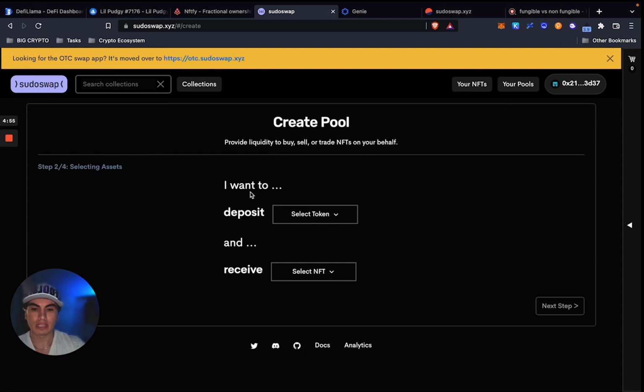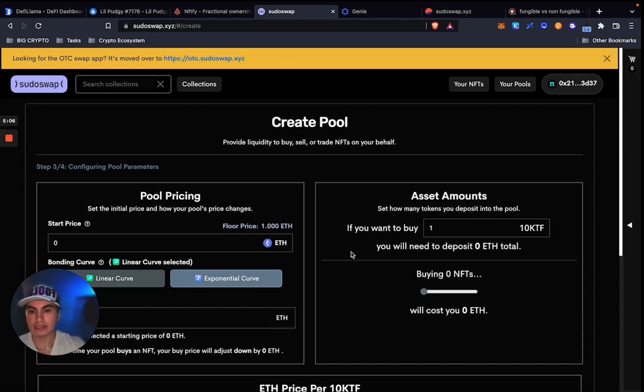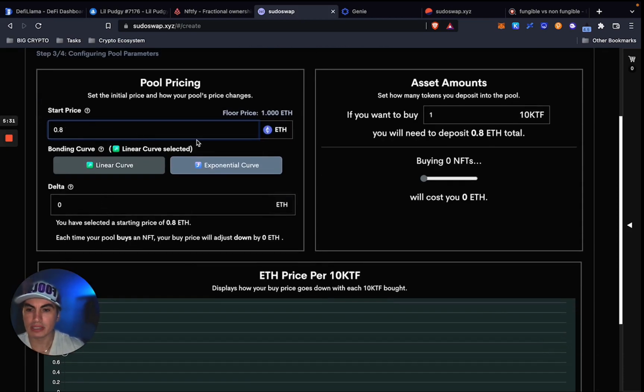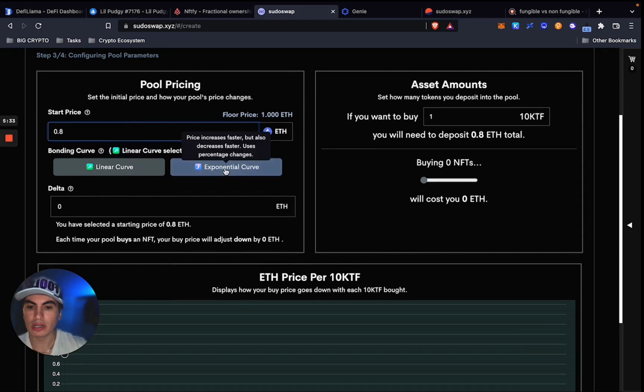Now, if we go to just creating a pool, which is buying, you select what you want to buy, right? So you want to buy with Ethereum, because right now only Ethereum is supported, and then we're just going to use an NFT sample, 10K TF. Then in the next step, how you create a pool depends on several factors. Number one, it's the pool pricing. Okay, this means that you determine at what price you want to buy that NFT. So let's say that NFT is trading for 1 ETH and you want to start at 0.8 because you want to get a good deal. Great, you start on it. Here is the bonding curve, and you can select between linear or exponential.